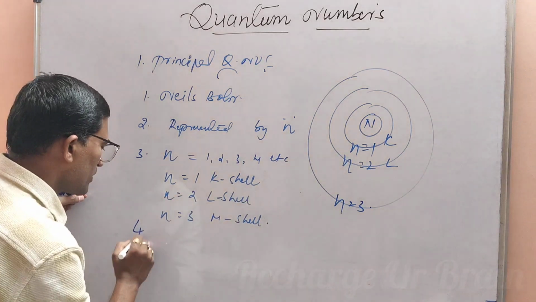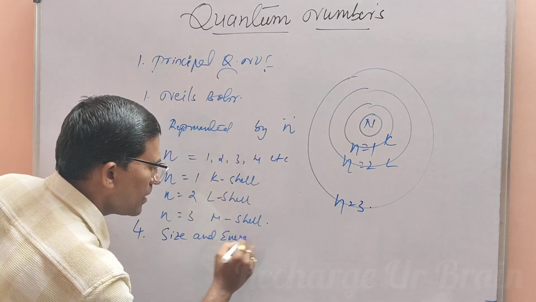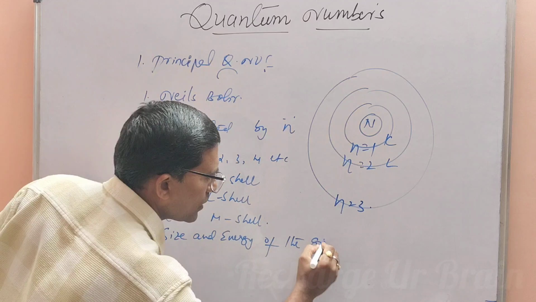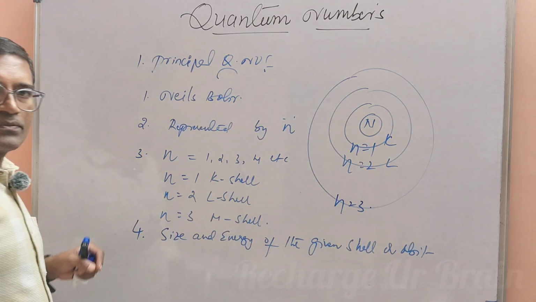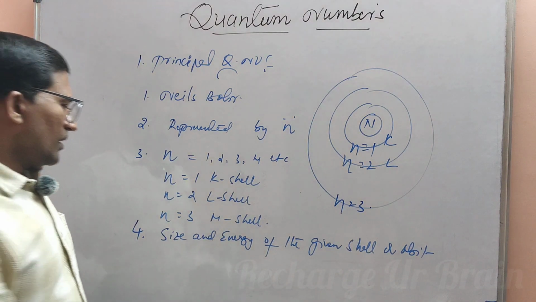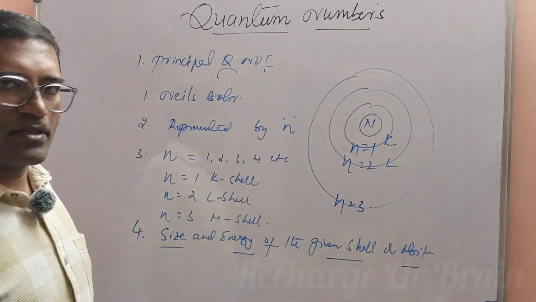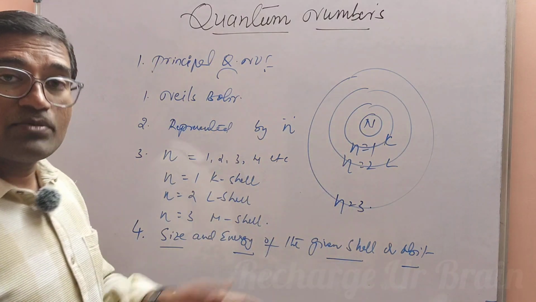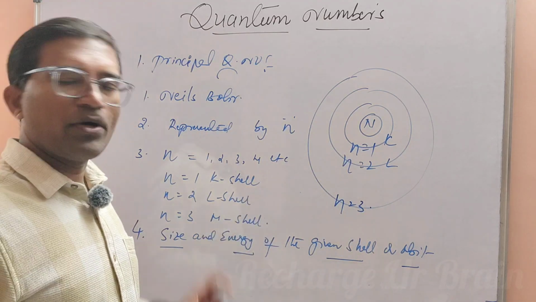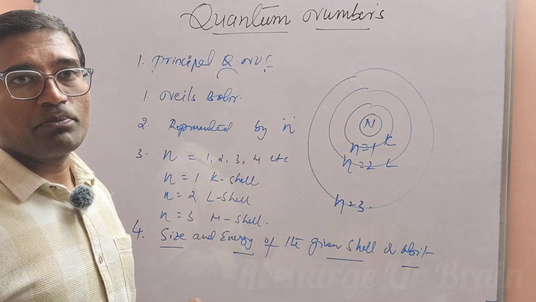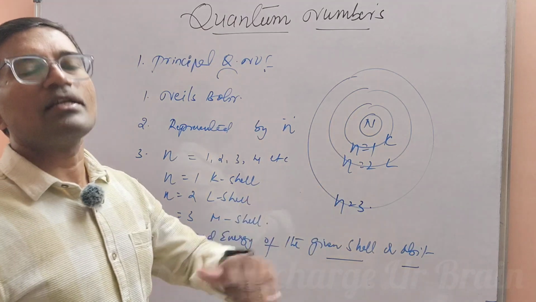So the principal quantum number signifies the size and energy of the given shell, orbit, or simply energy level. In the board examination, sometimes they ask you to write the significance of different types of quantum numbers. In that you can write this very important point: as the N value increases, the size and energy of the orbit also increase.